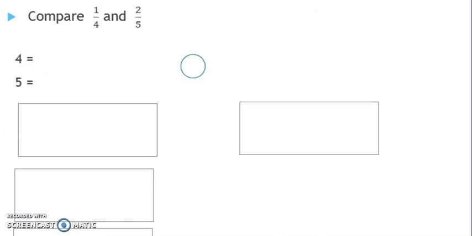So in a quick example, we're going to compare 1/4 and 2/5. So first we're going to check to see if we can use the shortcut. Since 4 does not divide evenly into 5, we can't use it. So that means we have to list out the multiples of both 4 and 5.